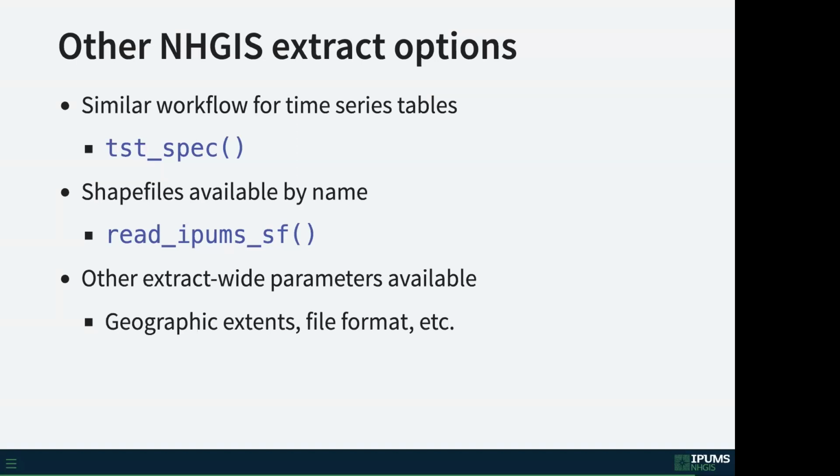And on top of this, there are a few other extract-wide parameters available. So you could apply a geographic extent to the data you request. Note that this is only available for some data sets at certain geographic levels. Again, you can find that in the metadata, whether a data set supports geographic extent selection. You can also change the file format and things like that. So you can find more about these options in the documentation.